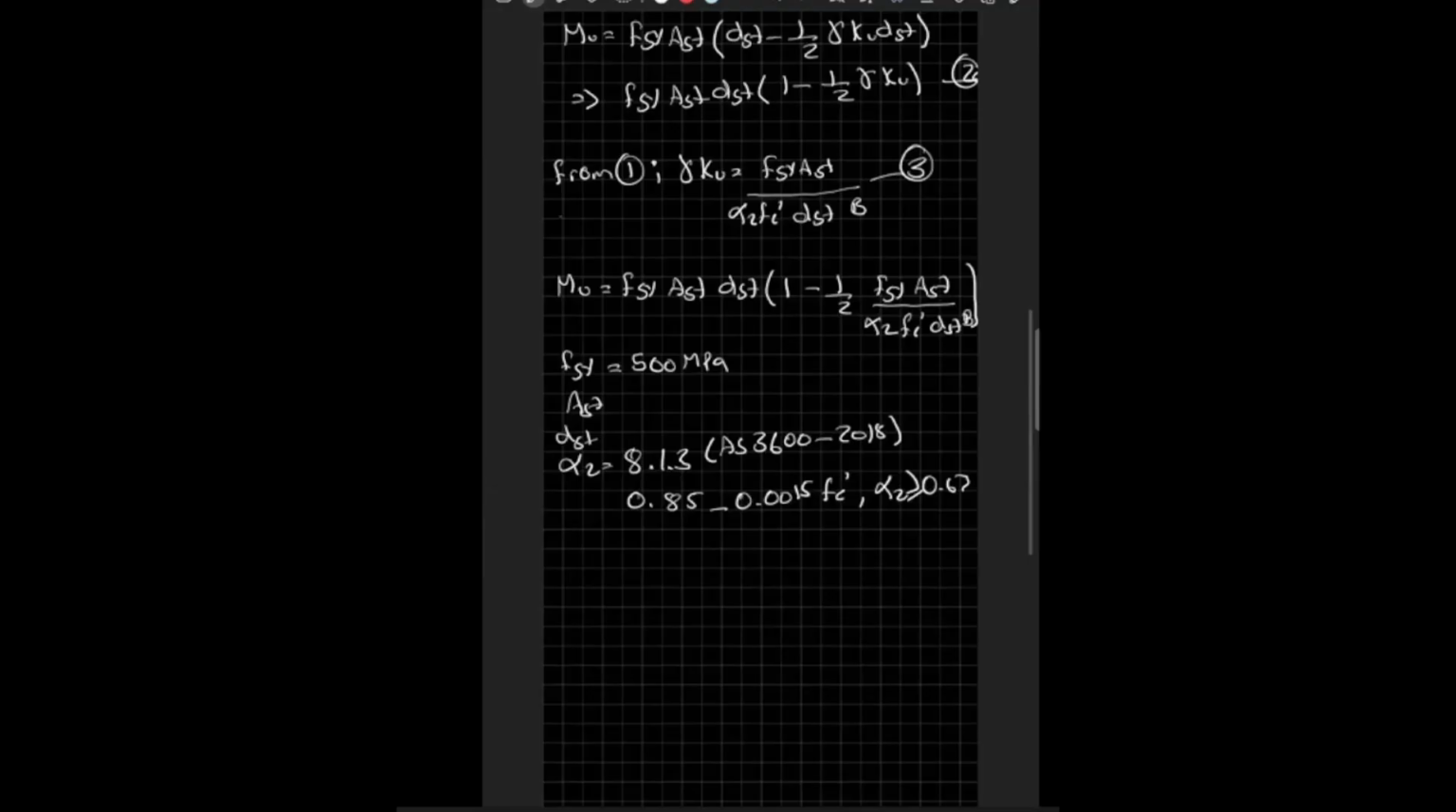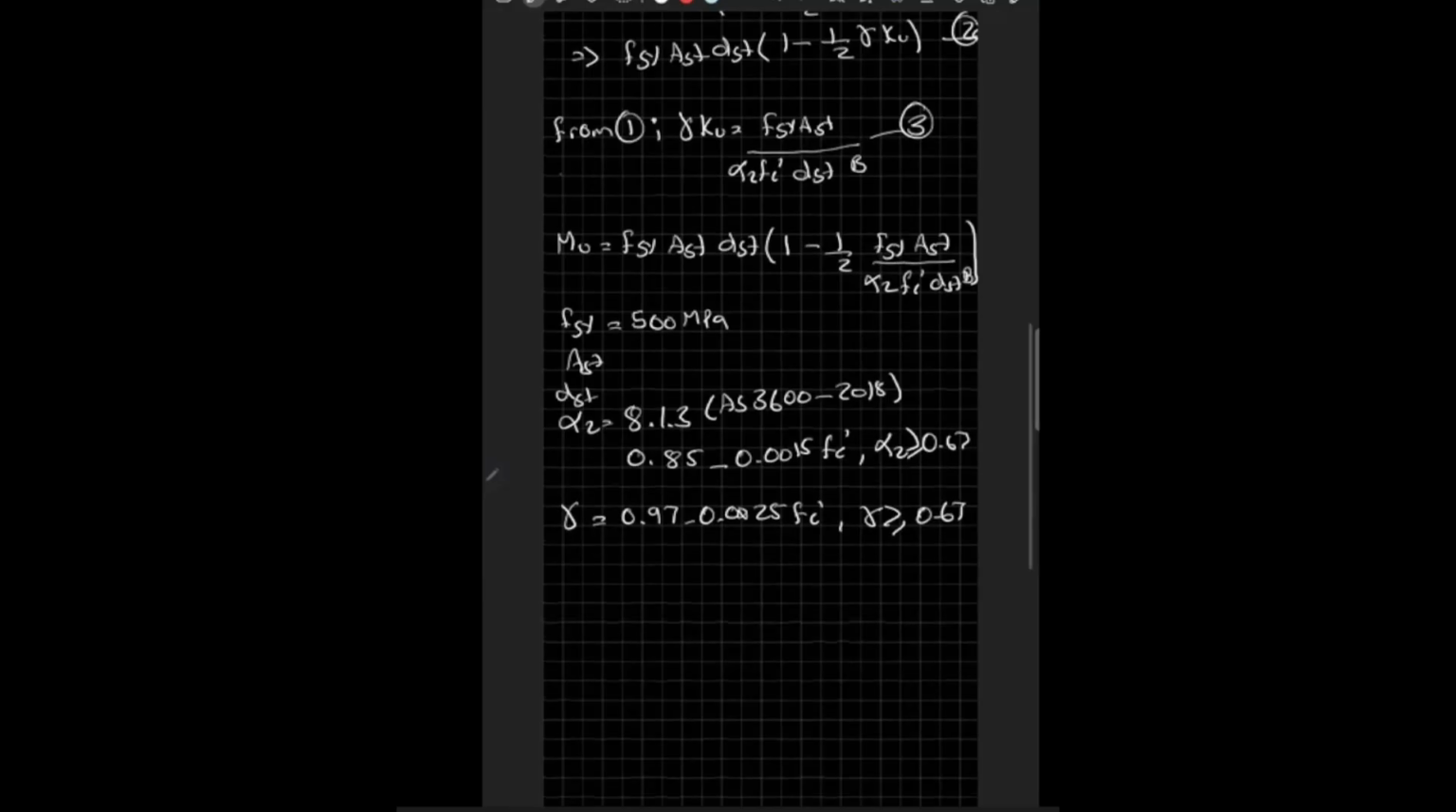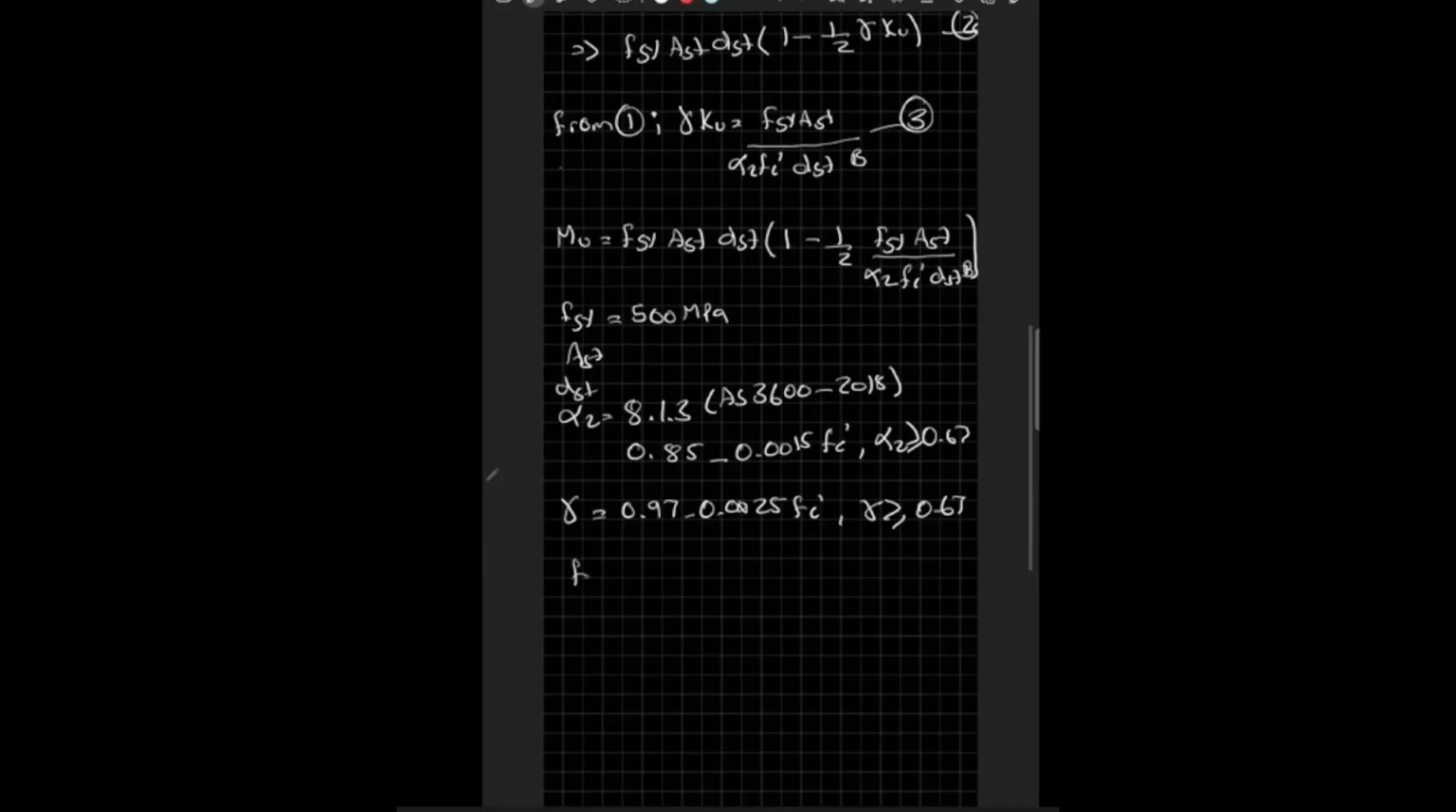And also if you want to know what gamma is, it's in the same clause as alpha 2. Gamma is simply 0.97 minus 0.0025 Fc dash, and gamma has to be greater or equal to 0.67. Okay. If you're using, say, Fc dash as 20 MPa for argument's sake, right?